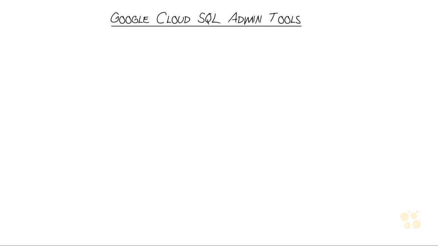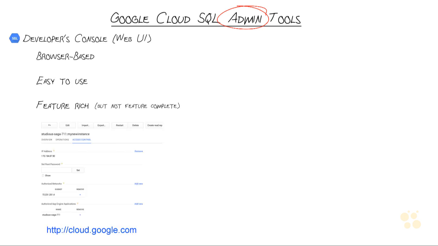So some of the admin tools that are available for the Google Cloud SQL product are going to be the web UI, the command line interface, and the client library APIs. Now notice we're talking right now about admin tools. These are not tools for querying your data, creating tables, that sort of thing. These are tools for creating and managing your Google Cloud SQL instances, the actual databases that you're going to be working with.